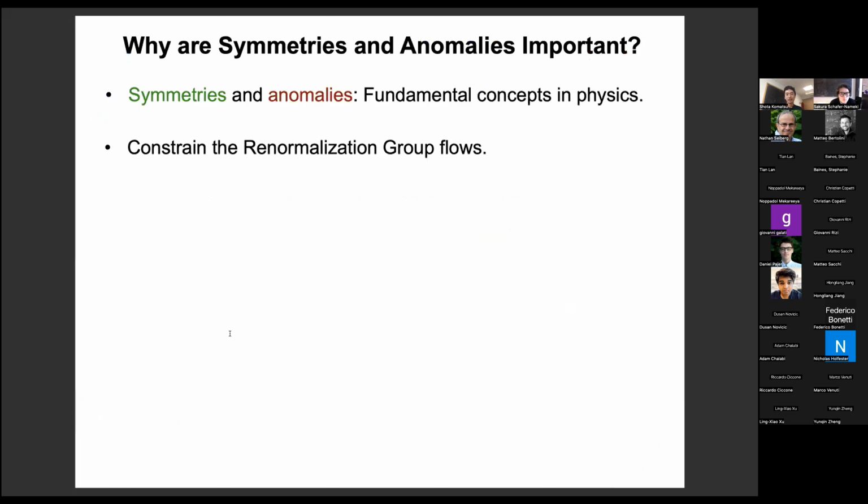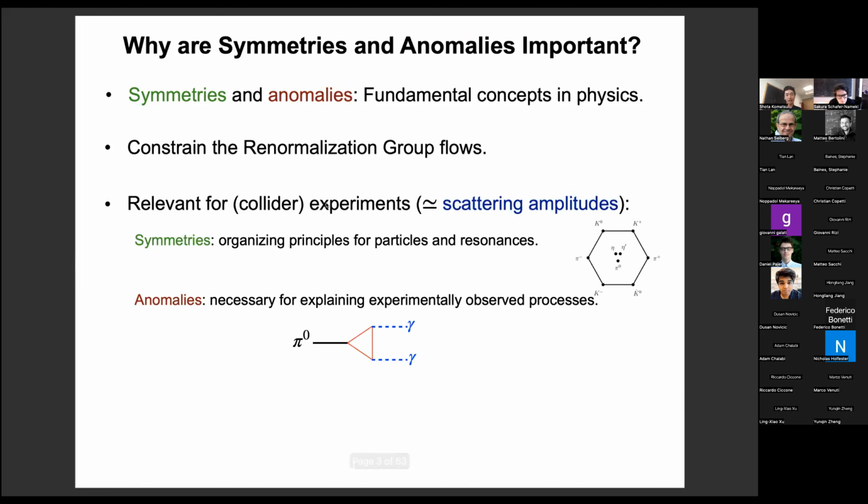For this audience I don't need to emphasize it, but let me still emphasize that symmetries and anomalies are fundamental concepts in theoretical physics. One important use of symmetries and anomalies is that they constrain the renormalization group flows. For example, thanks to 't Hooft anomaly matching, you can sometimes know that certain terms in the low energy effective Lagrangian should be there. And using symmetry, sometimes you can argue that certain terms in the Lagrangian cannot be generated by the renormalization group flows. And of course, they are not just theoretical concepts.